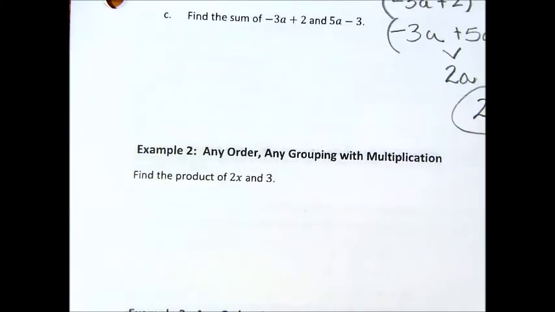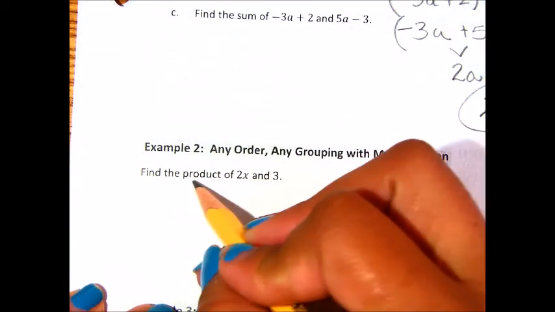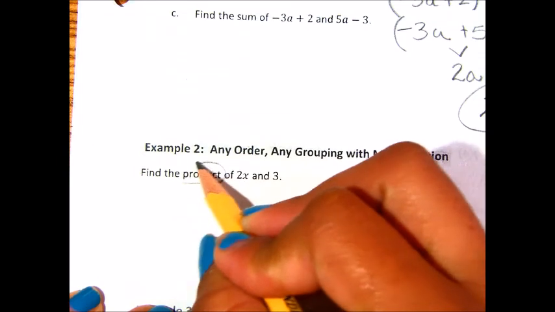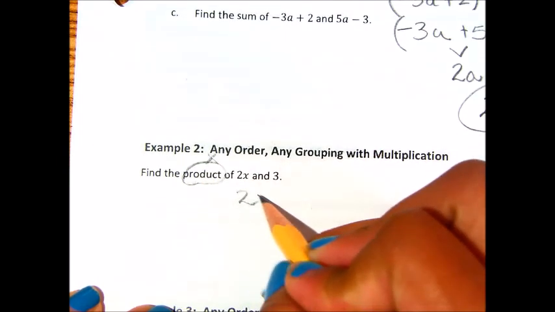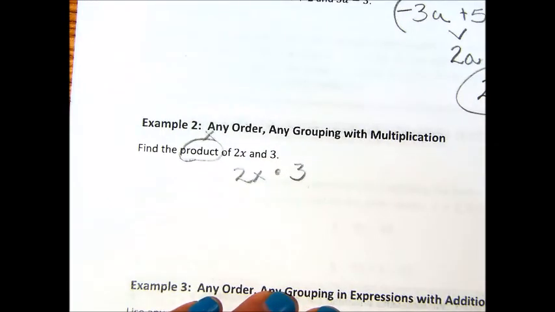The associative and commutative properties can be used with another operation. That operation is multiplication. We want to use the any order, any grouping properties of operations to help us find the product of 2x and 3. You should be able to rewrite this expression at least 2 different ways. Let's start by writing down the expression. When I want to find the product, that means I am multiplying 2x by 3. I'm going to use the dot in between the terms to show multiplication. 2x times 3.